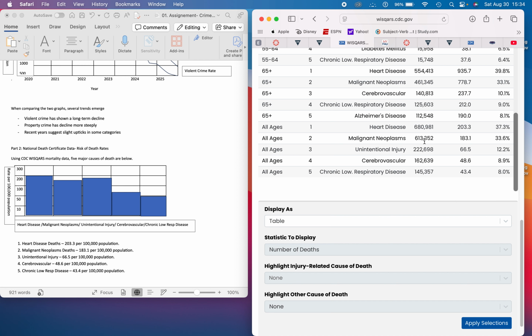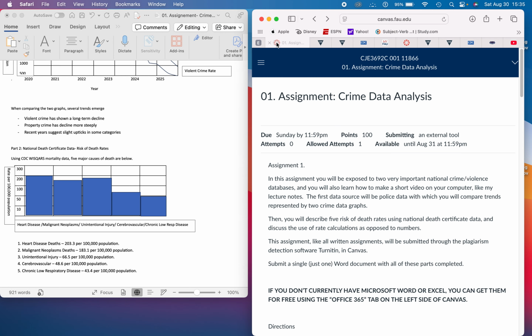Don't go by the counts. The numbers are right here. But if you want to get the rate by population, this is the rate right here, per 100,000. It's 203. This is what I have here, and so on. Number two, number three, and number four. As you can see, the lowest on the top five is chronic lower respiratory disease, which is 43 per 100,000 population. This is the rate. Okay, this is it for these two graphs.